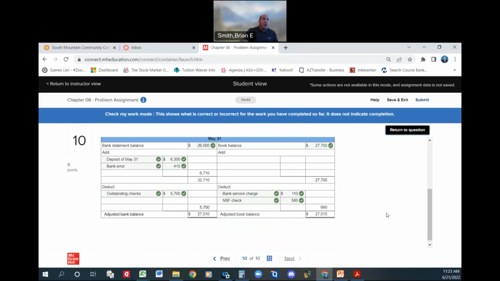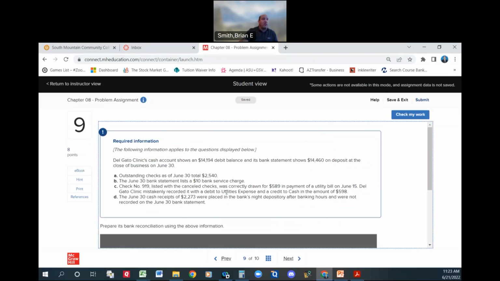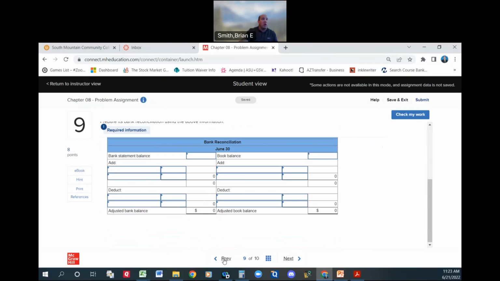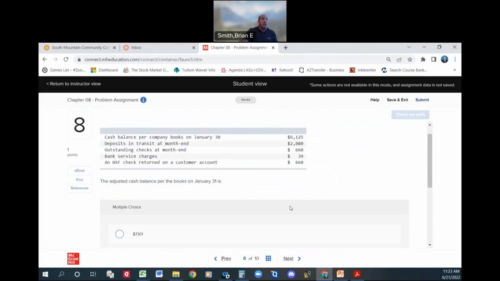This one should be pretty straightforward for you now that I did that. It's set up the exact same way. And then the rest of them are your multiple choice.